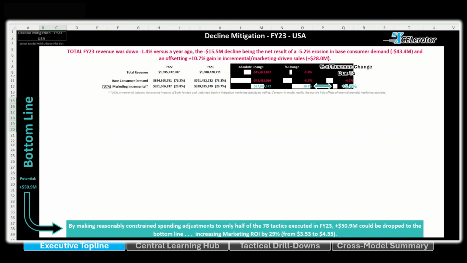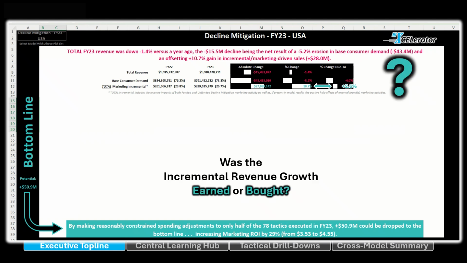So this raises the question, was this growth in incremental revenue indicative of marketing success, or was it really just a result of aggressive but unprofitable spending? We don't know the answer to that yet. So now let's take a look.